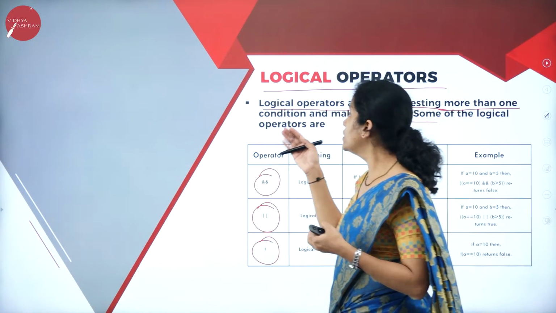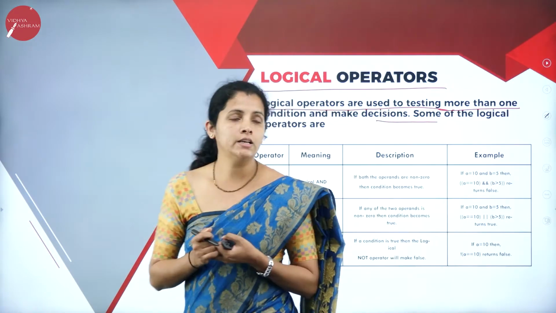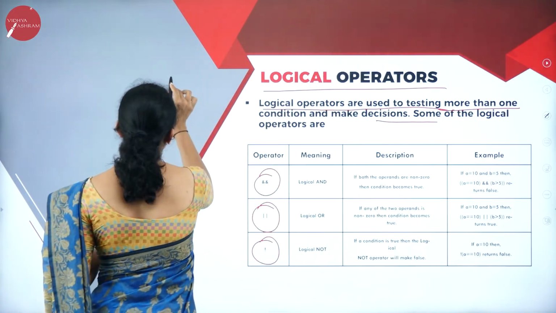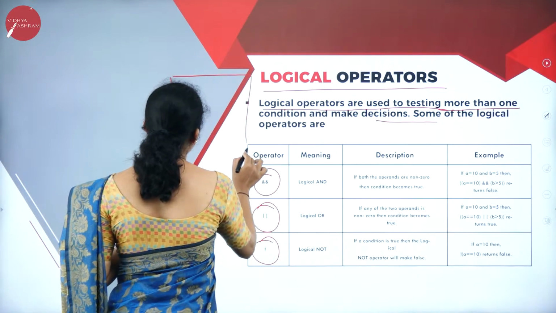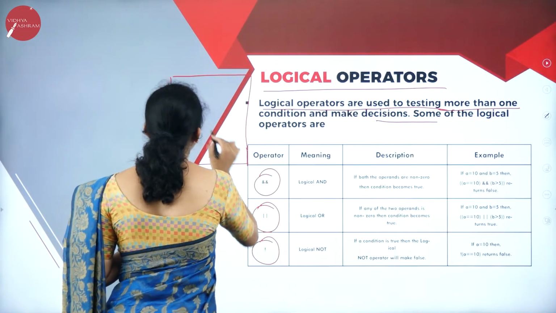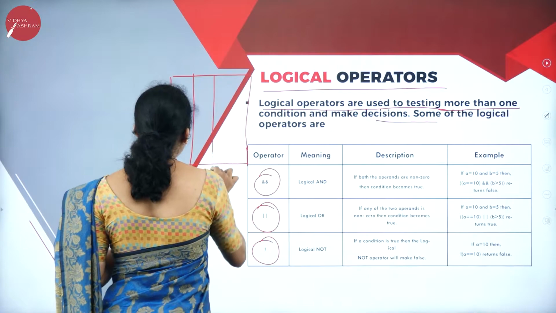To illustrate the use of logical operators, consider the table. So here the table is nothing but the truth table. So I'm going to have two variables.